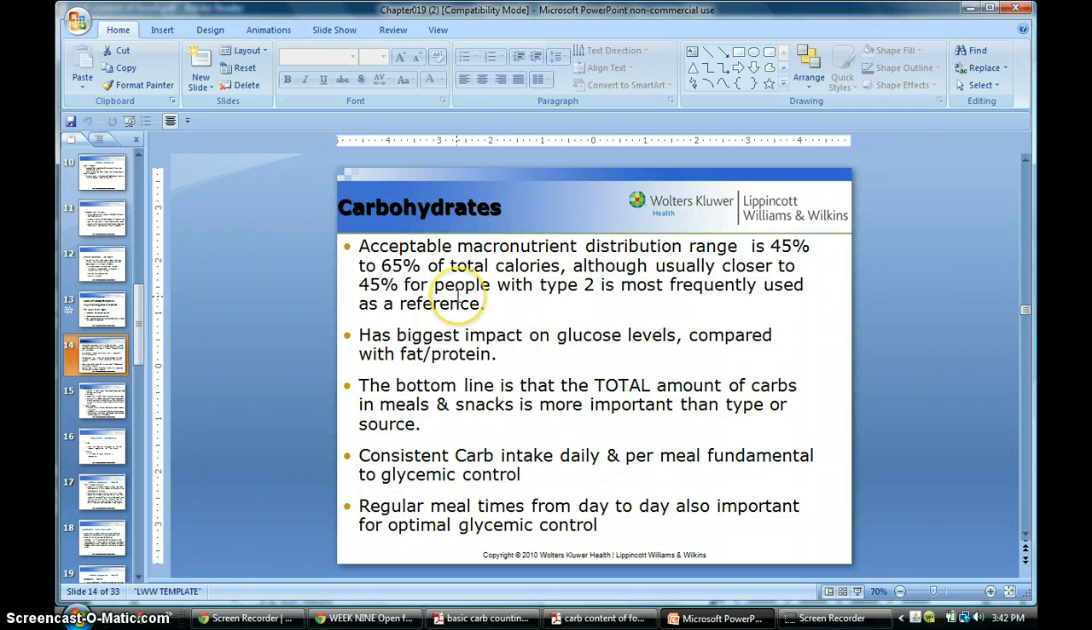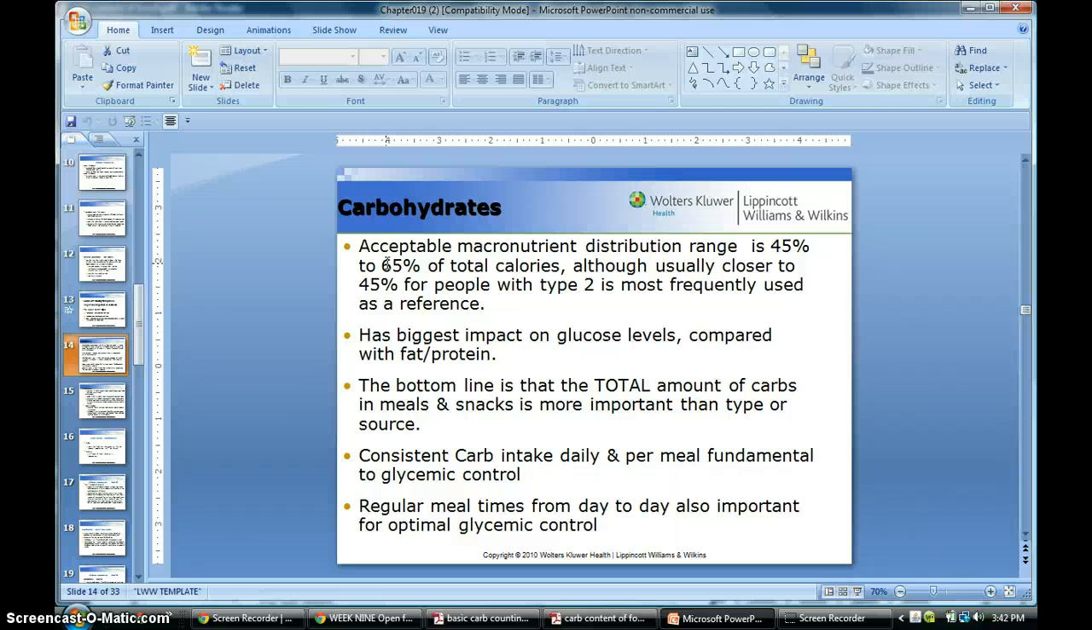Some things about carbs. For normal, healthy individuals, the range is 45 to 65% of calories coming from carbs. I have never seen anyone with type 2 diabetes be recommended to go over 45 to 50% max. So for type 2 diabetes, it is inappropriate to recommend up to 65%. Remember that for your case study, okay? I would not be going over 50%, 45. I've even seen a little bit less, but very unusual, okay?